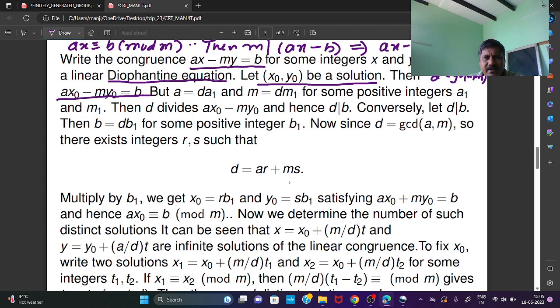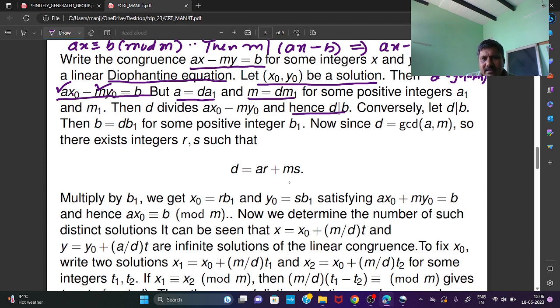D is the GCD of A and M. So D divides A and D divides M. By the definition of divisibility, A can be written as D A1 and M can be written as D M1 for some positive integers A1, M1. Then you can see that D divides the right hand side, because it is dividing the left hand side.